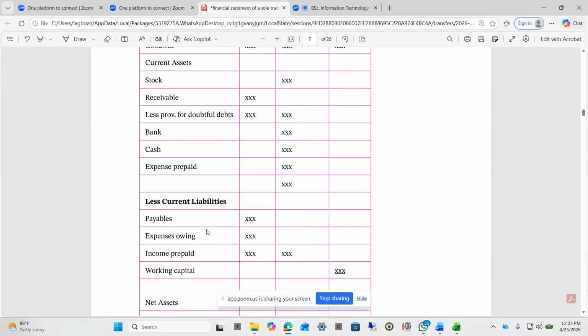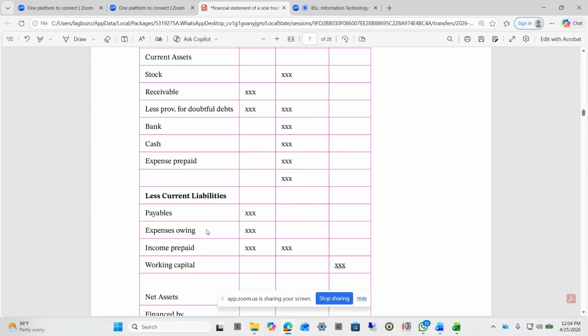Now, when you subtract your current liability from your current assets, then we call it what? Working, your net current asset. Is that okay? Now, when you add your current asset to your fixed asset and you subtract your current liability from it, we call it your working capital.